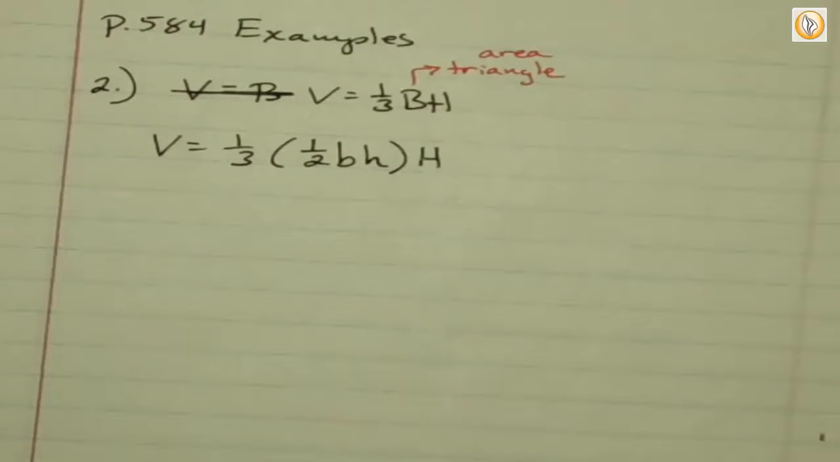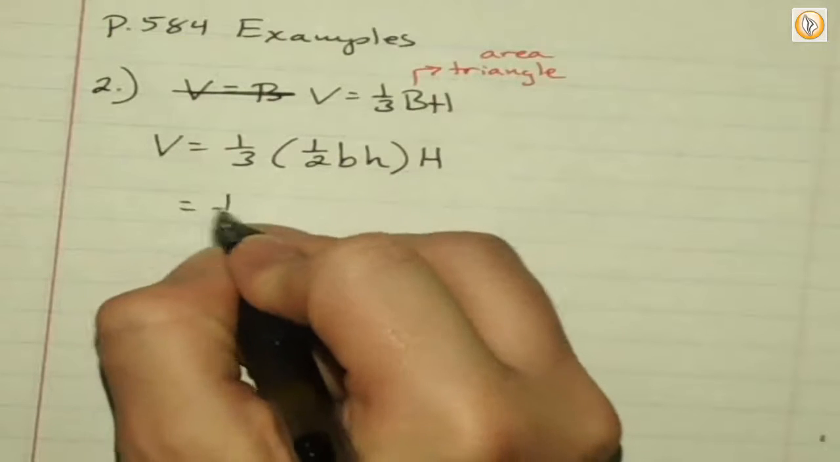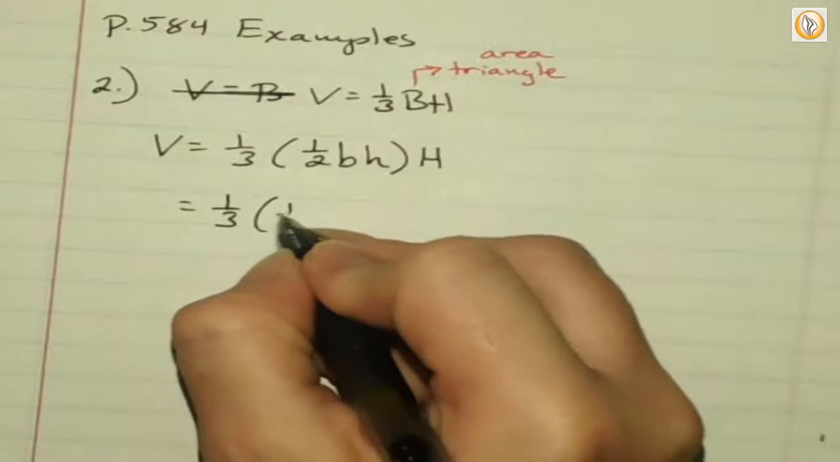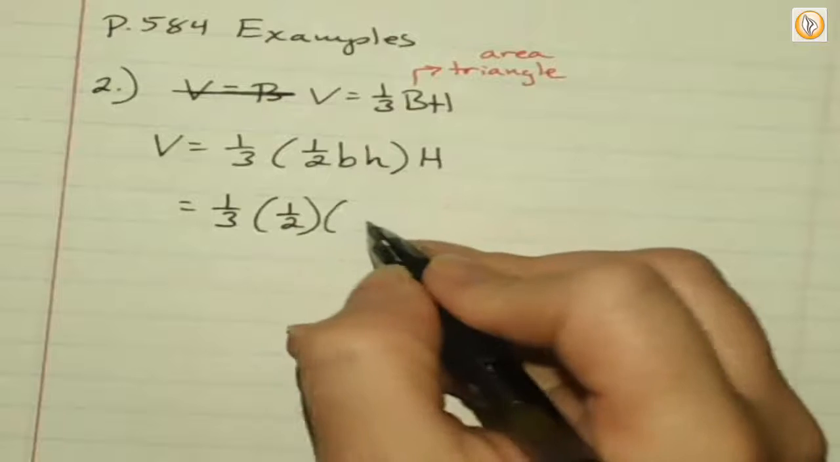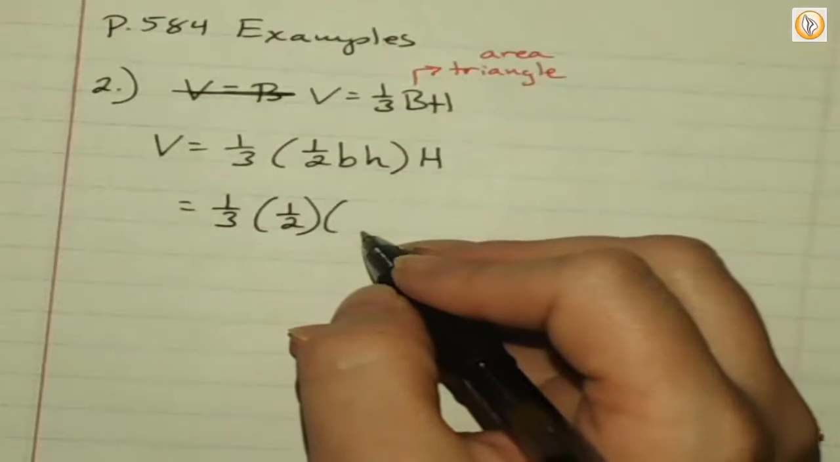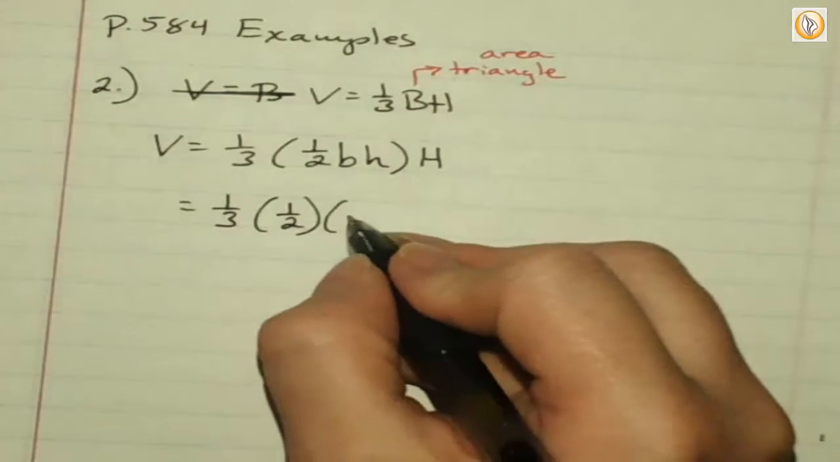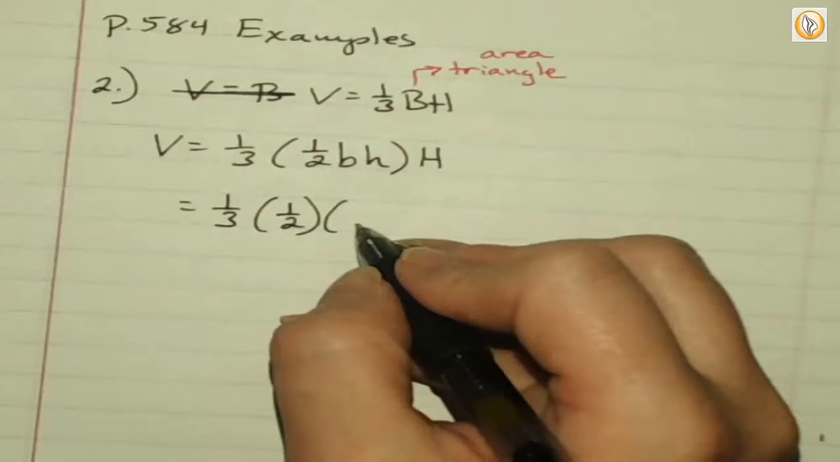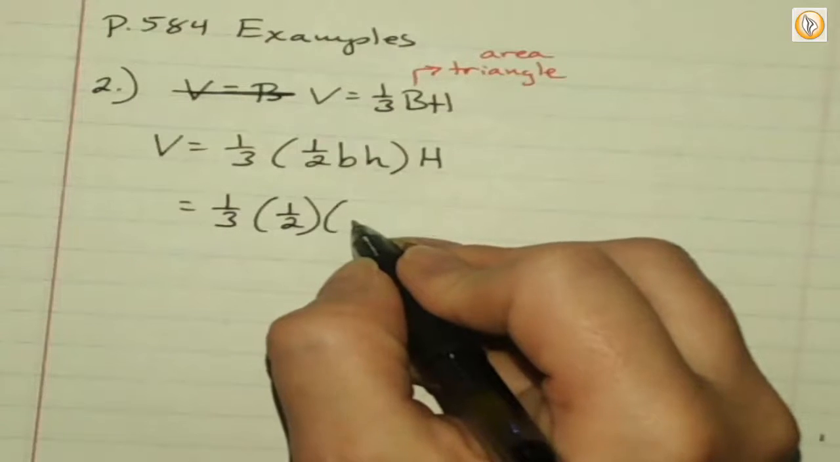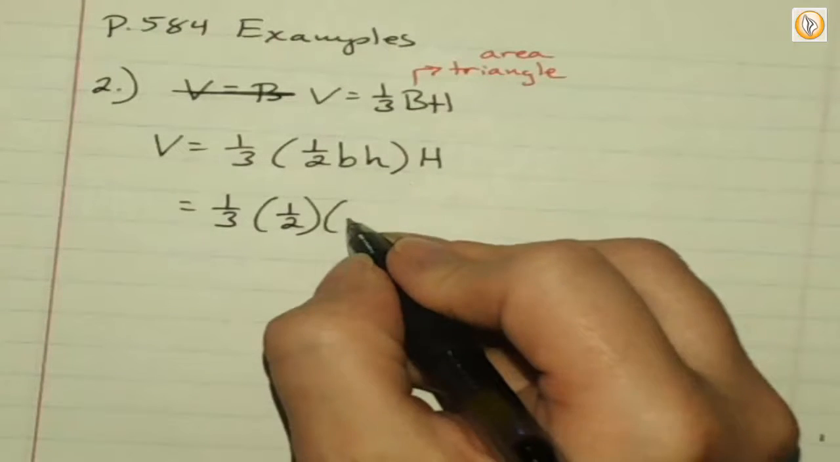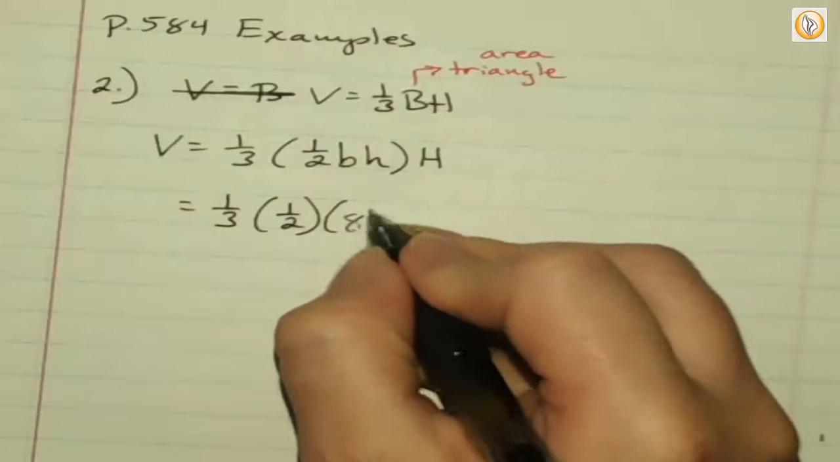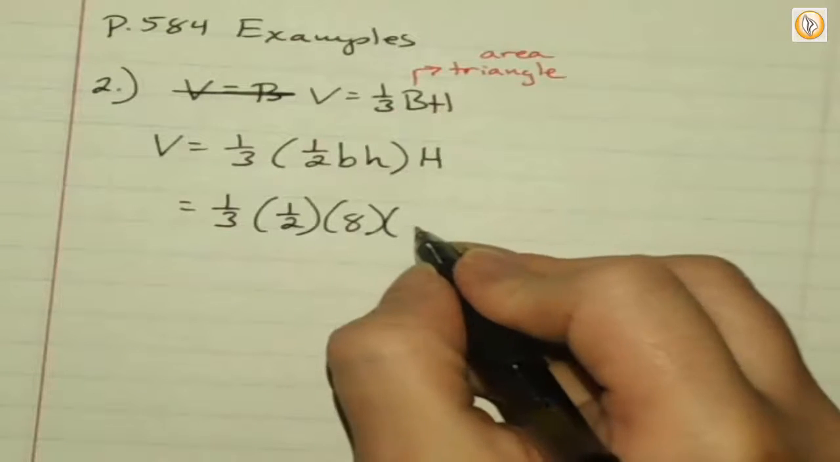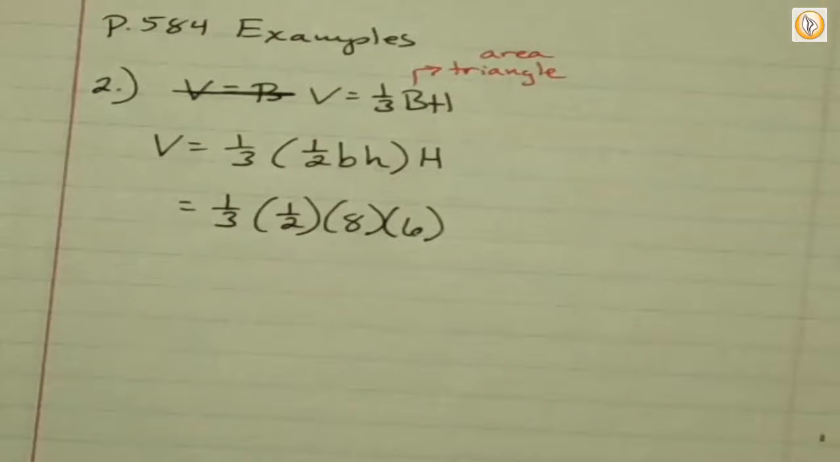So be careful. Make sure you're looking at that base to know what shape it is. Okay. So we have 1/3 times 1/2. What is the base? What number? The two numbers? Well, because we're doing base times height. So give me one of them. 8. Give me the other one. 6. There you go. Does everyone see why he chose those two?